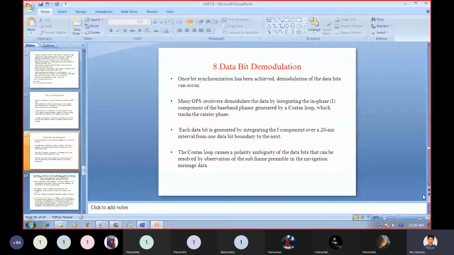The receiver demodulates the data by integrating the in-phase component of the baseband phasor generated by a Costas loop, which tracks the carrier phase.